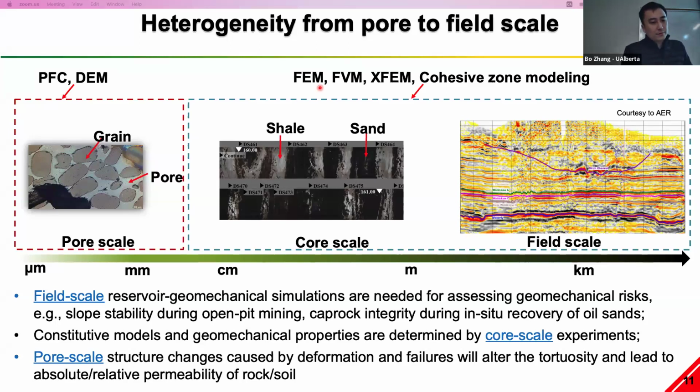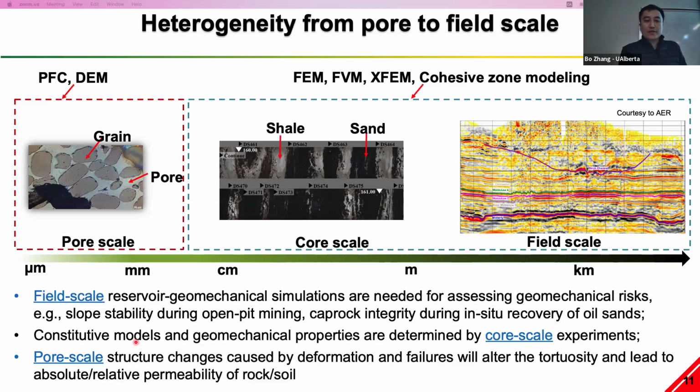So yeah, and if we look at the core scale, this is one of the photo core images taken from the Alberta Energy Regulator. We can see in the reservoir, especially in the oil sands, we have a lot of shale beddings that are interbedded in the oil sands, right? And we also know that most of the constitutive models and geomechanical properties are actually determined by core scale experiments, right? But how do we really use that in the field scale? That's a big problem, right?